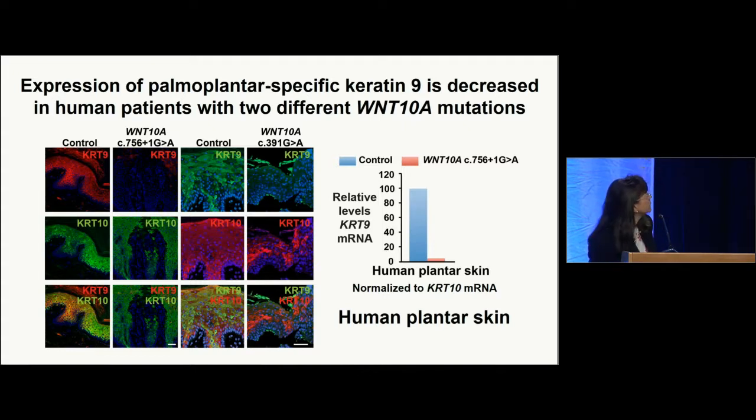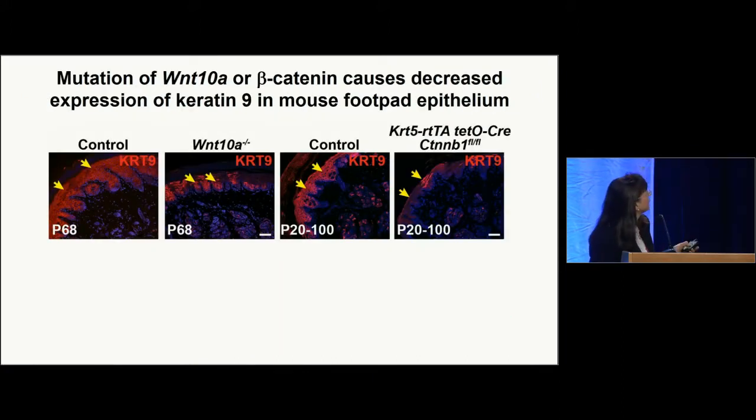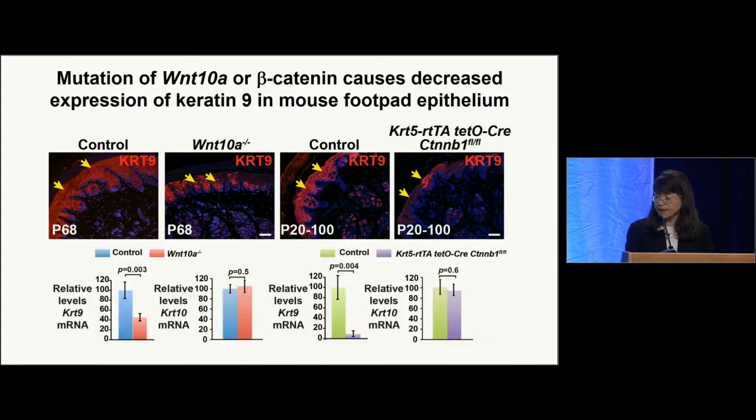And using a biopsy from our patient at Penn, we could show that this reduction was at the mRNA level. And similarly, in mice lacking Wnt10A or induced for loss of beta-catenin, there's a big decrease in keratin 9 expression in foot pad epithelium, which is reflected at the mRNA level.